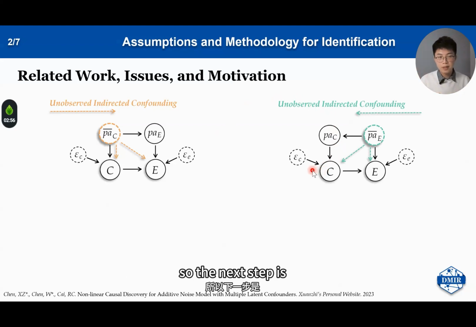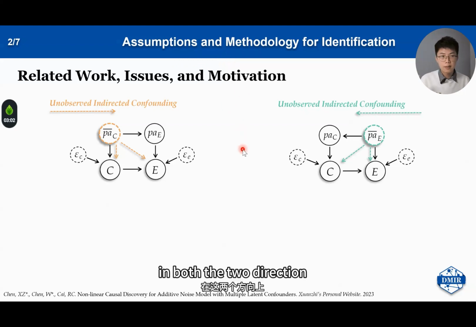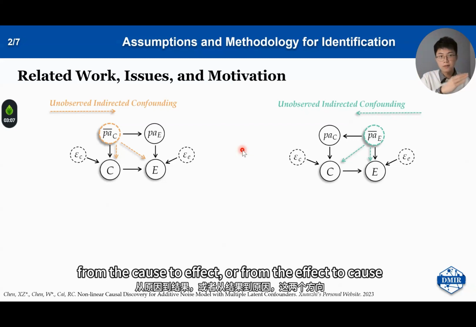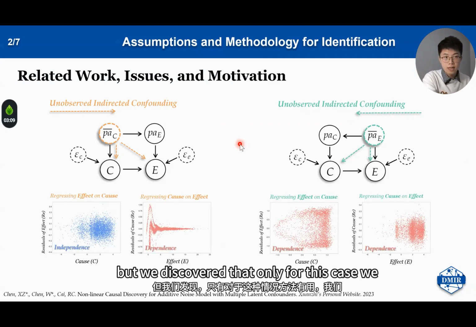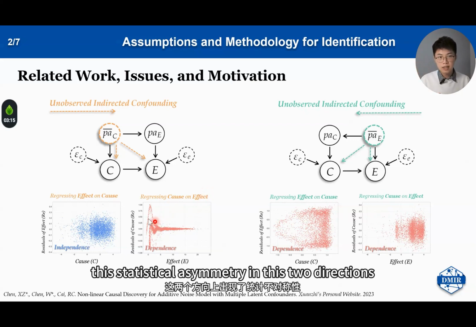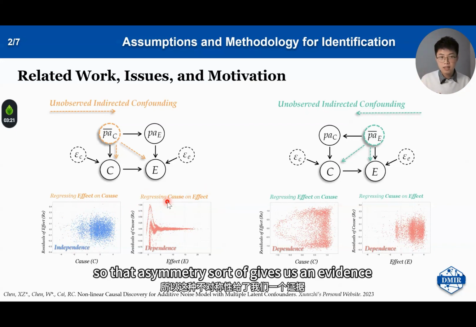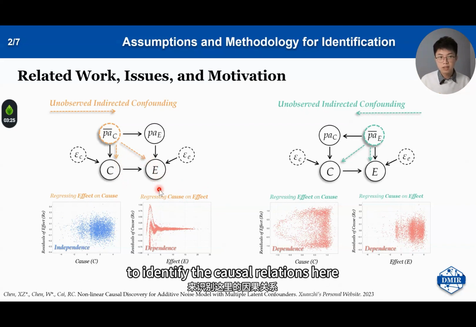So the next step is we can apply the famous assumptions and statistical methods in causation in both directions, from the cause to the effect or from the effect to the cause. But we discovered that only for this case, we will find a statistical asymmetry in these two directions. That is, independence in one direction and dependence in the other. So that asymmetry gives us evidence to identify the causal relations here.